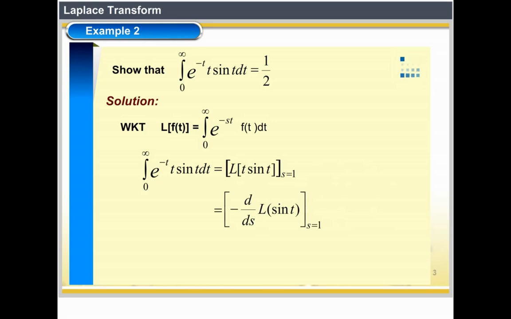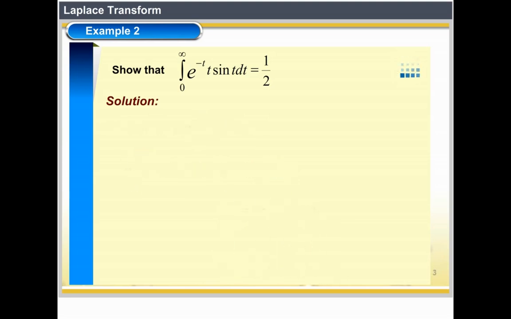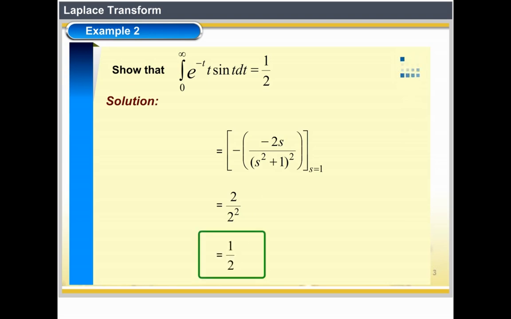Equal to minus d/ds of L of sin t with s equal to 1, equal to minus d/ds of 1 divided by s^2 plus 1. This is the formula, with s equal to 1. Equal to minus of minus 2s divided by (s^2 plus 1) the whole square, with s equal to 1. We just differentiated, and in the last step it equals 2 divided by 2 squared, equal to 1/2.